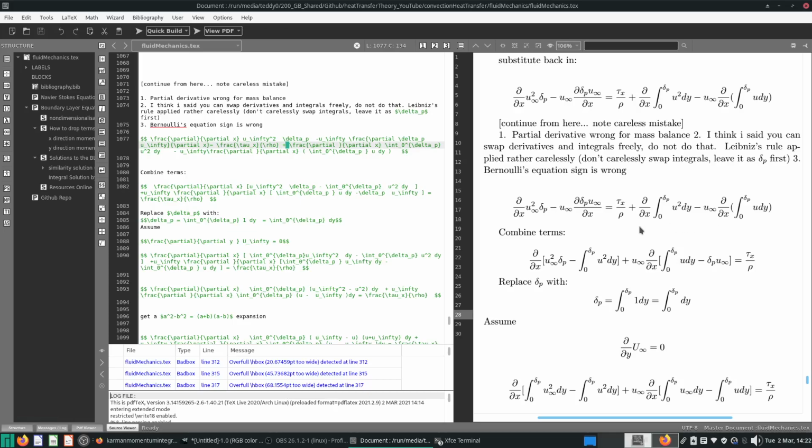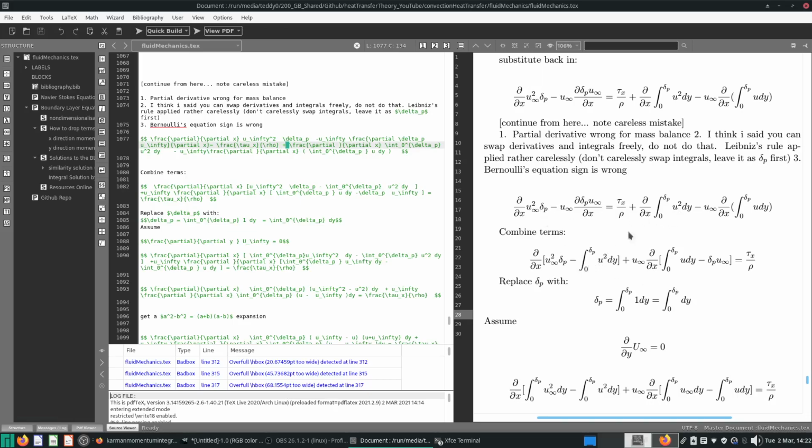Now notice that there is some similarity between the terms on the left and terms on the right. If you take a look at the derivatives, del by del x and del by del x here, these terms have the same coefficient, namely the coefficient of 1. So we can actually combine these two terms into one derivative term. It's just like packaging. You just package the terms a bit nicer. So I combine these two terms, u infinity squared delta p minus u squared. So this is what we have here.